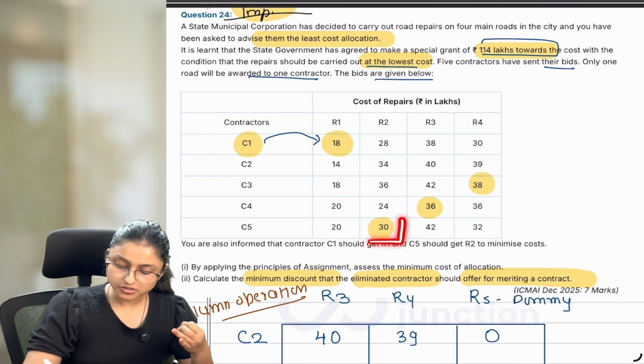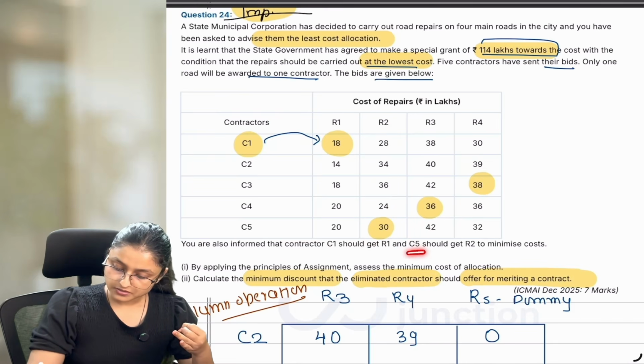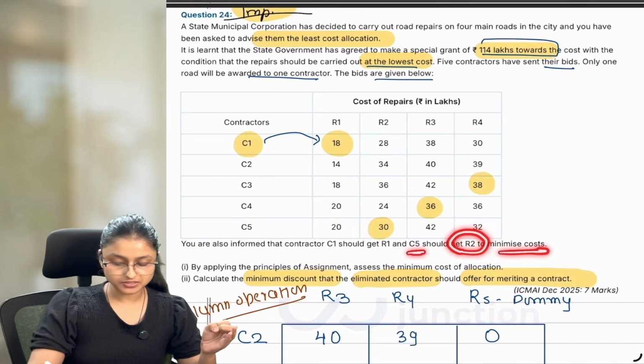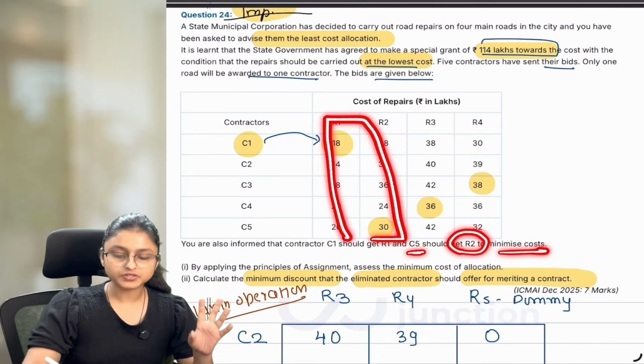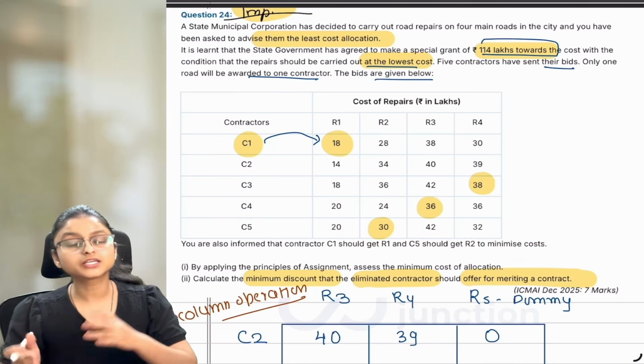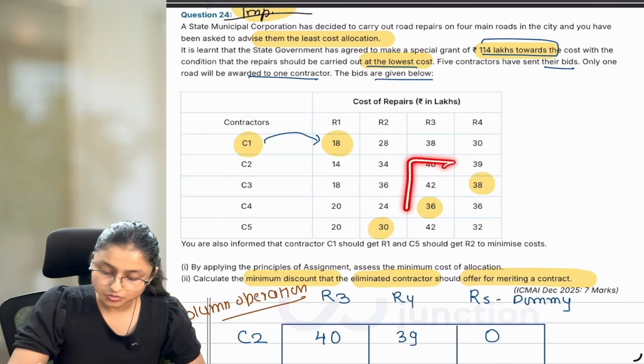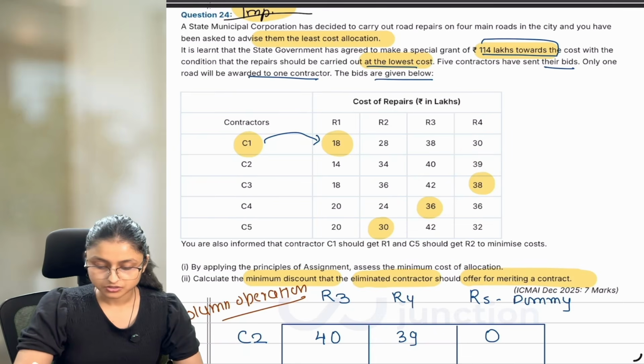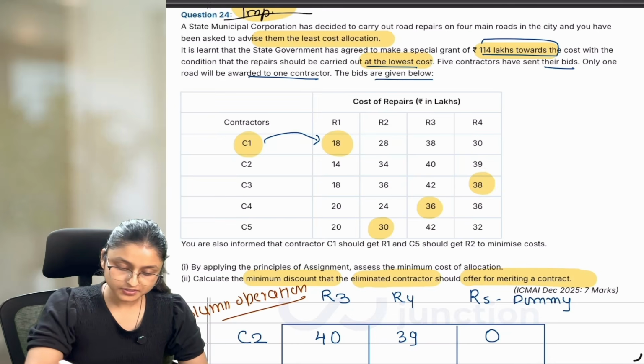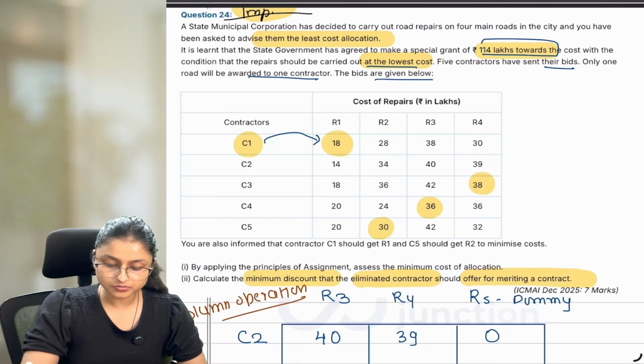Similarly, this is also given in the question that C5 should get R2 to minimize cost. So this also we are not gonna change. So what all things we can change now? We can change only the allocations which we have done. So 36, 38 is the allocation which we have done. For C2, if you notice, for both this situation, what is the cost?